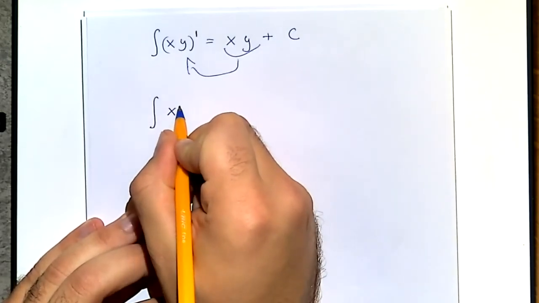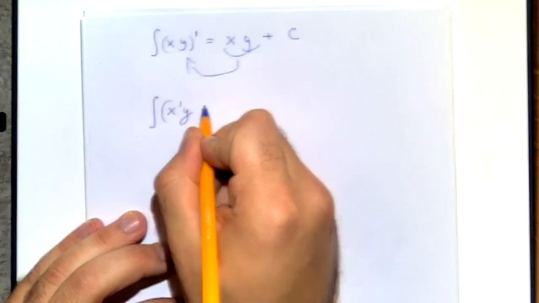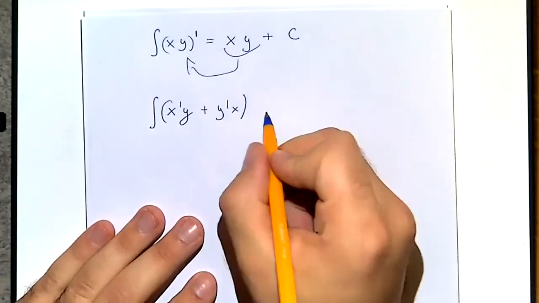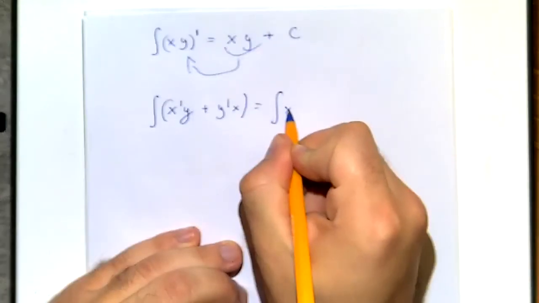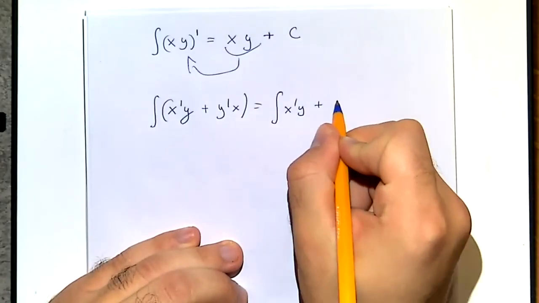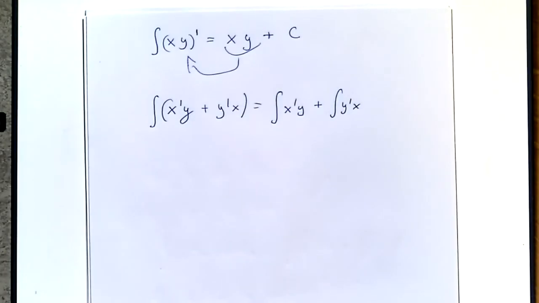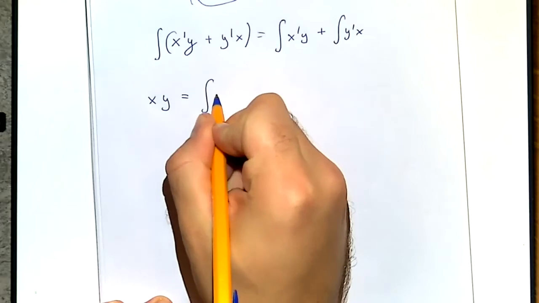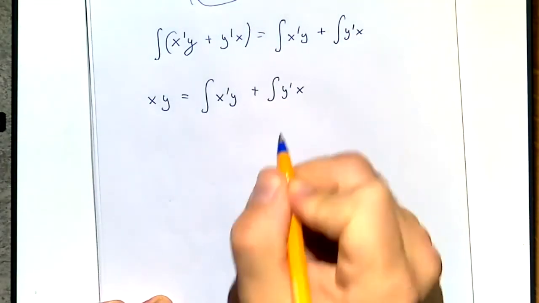Now, what did I get on the other side? The integral of x prime y plus y prime x. Again, I don't know much I can do here. I know the term by term approach, so I just split it. So what is my end result? My end result is that xy is equal to the integral of x prime y plus the integral of y prime x.